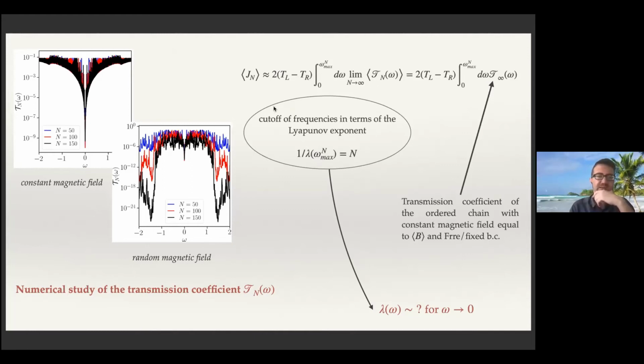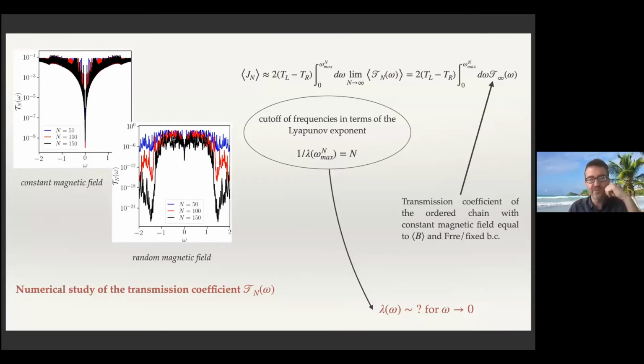Then you can look at the numerical simulation of the transmission coefficient. Here on the picture, it is the transmission coefficient when n is increasing, for the constant magnetic field. In the constant magnetic field, it is in log scale with respect to the frequency. And if you look at the case where you introduce some randomness, you see that this transmission coefficient goes to 0 very fast when omega is far away from 0.